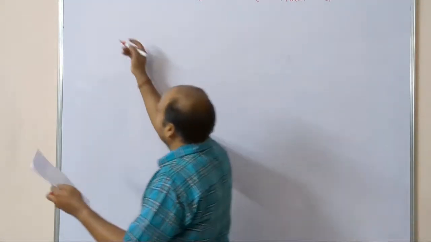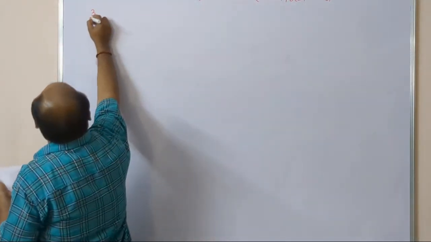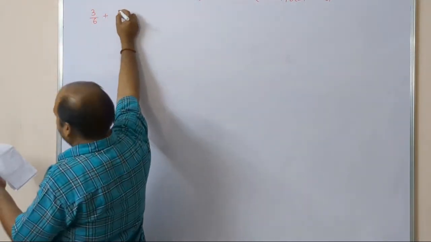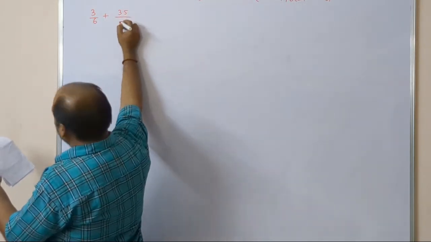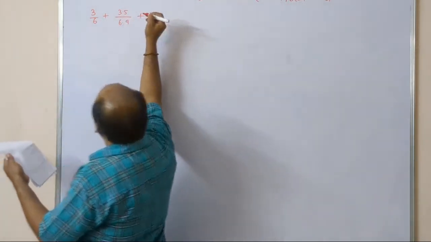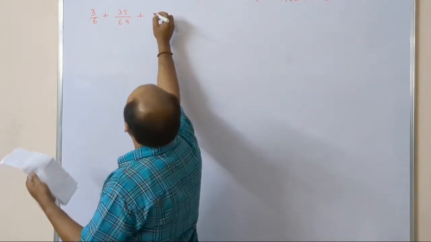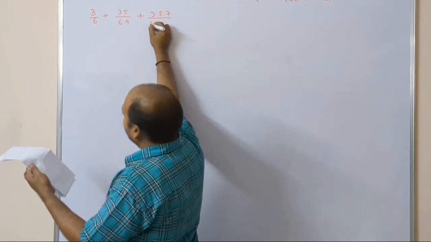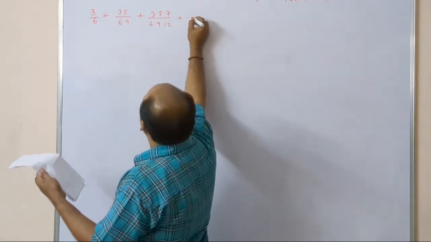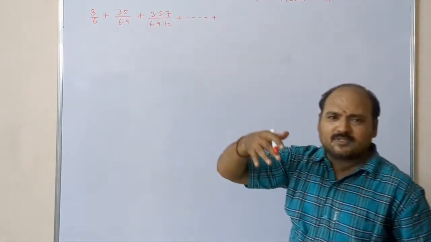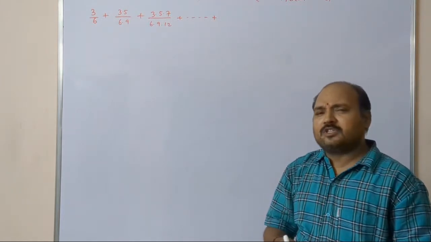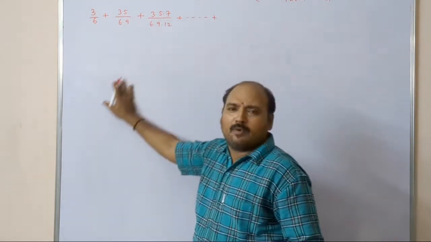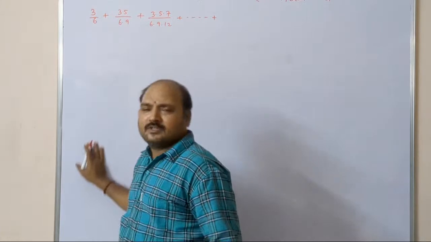So one of the previous year's questions: 3 by 6, plus 3 into 5 by 6 into 9, plus 3 into 5 into 7 by 6 into 9 into 12, plus and so on. Really, dear students, many times I did this, but sometimes I am also not able to do this type of question. Sometimes.